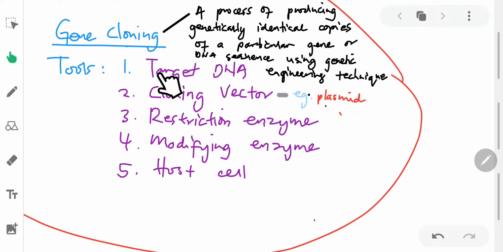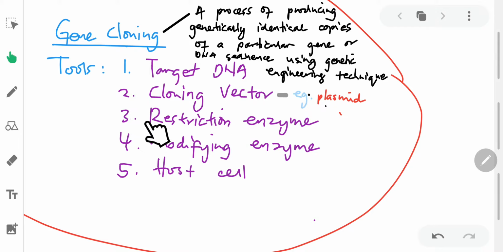First, we need target DNA. So target DNA could be DNA from plant or DNA from animal. Second is cloning vector. For example, plasmid. So other than plasmid, cloning vector also have bacteriophage, YAC, yeast artificial chromosome.